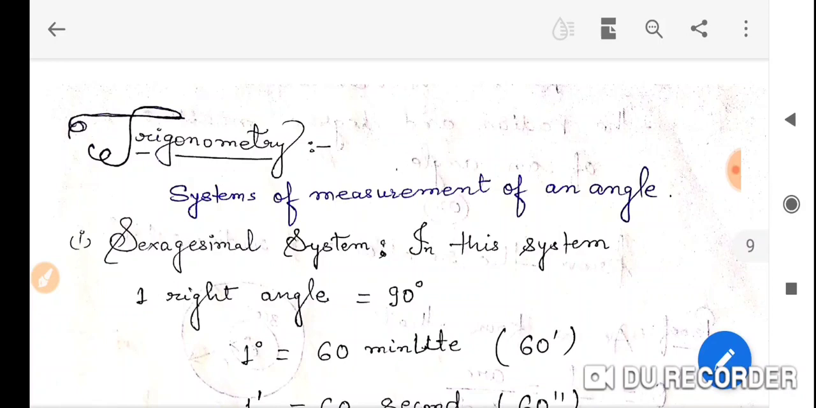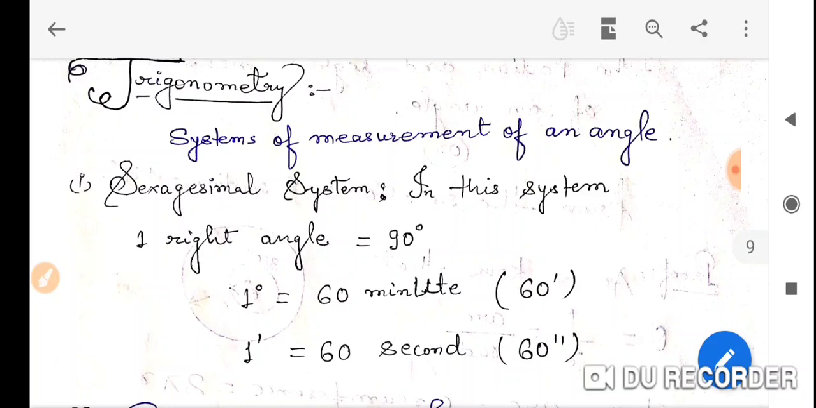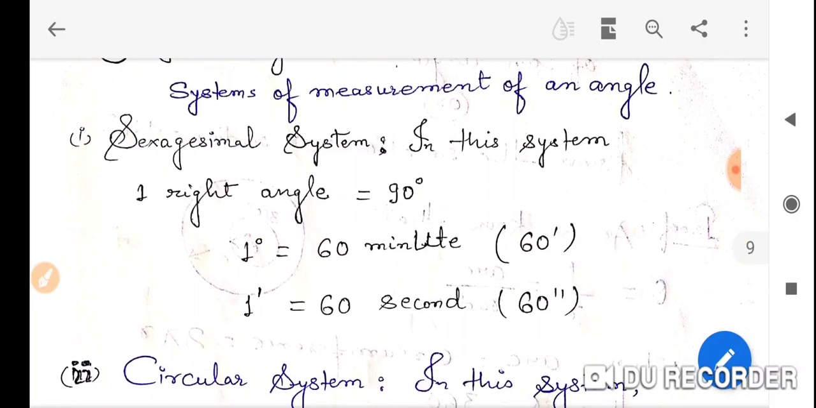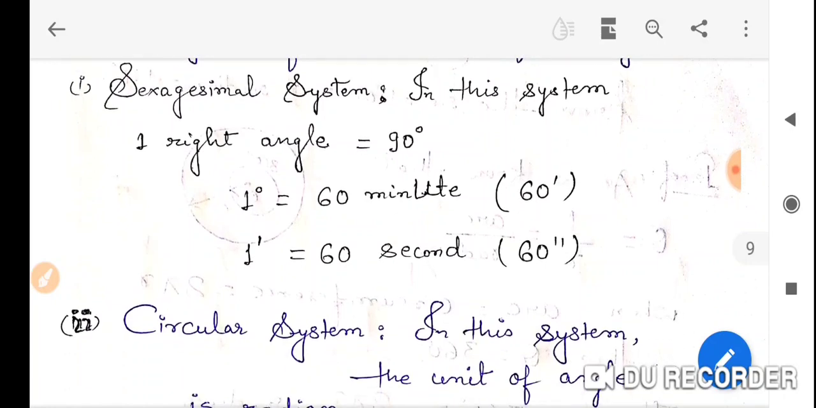Trigonometry basically comprises the study of right angled triangle and its angles and sides and their correlations. Under this section, we will begin with systems of measurement of an angle. Dear students, basically we use two systems of measurements of angle. One is degree measure and another is radian measure.